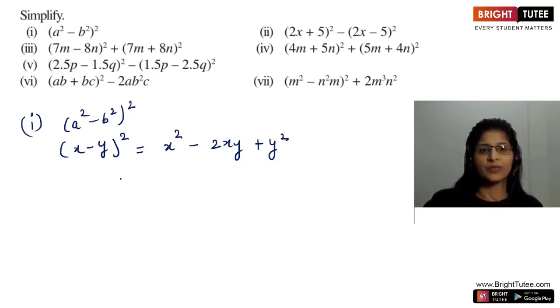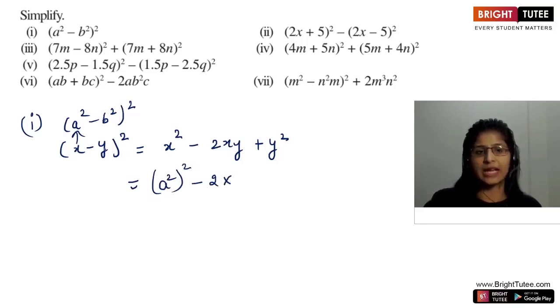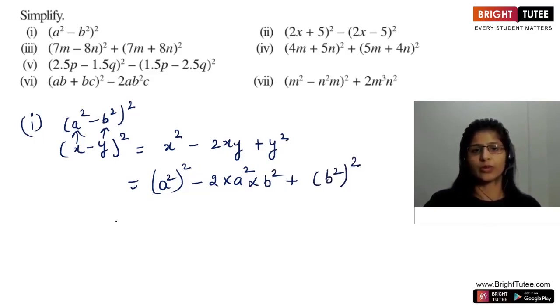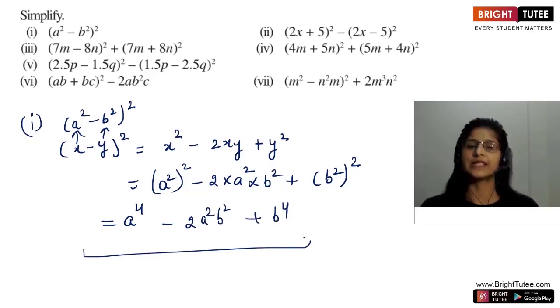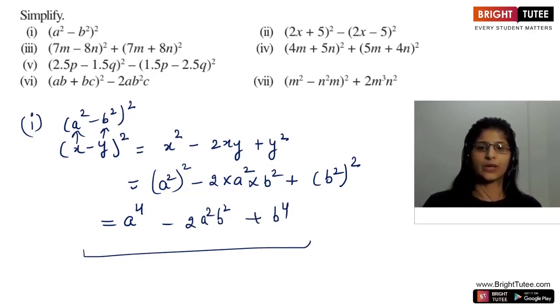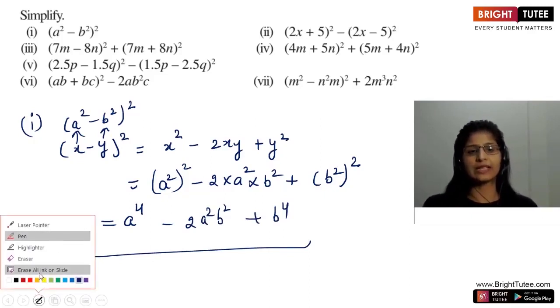Okay, so now what is our x after comparing? a square. So (a square) whole square minus 2 into a square, and what is y? b square, plus y is b square, so (b square) whole square. We get a to the power 4 minus 2a square b square plus b to the power 4. This would be the answer. Is that clear? Okay. So now we are going to try the next part.